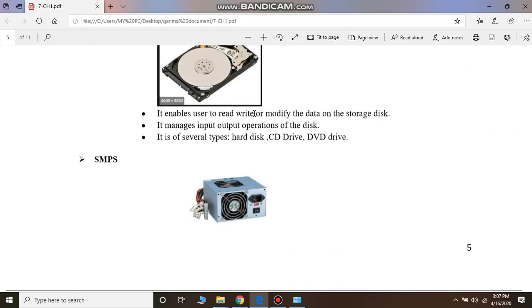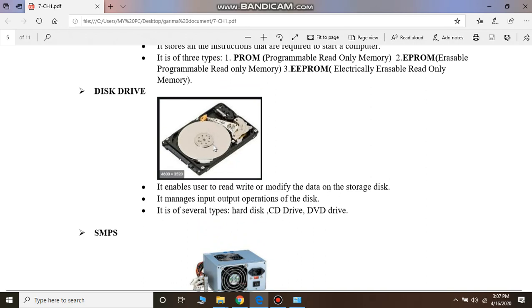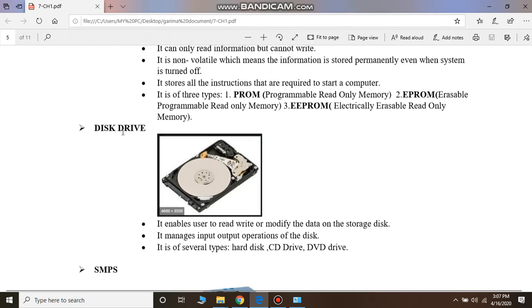All right. Next, we have a disk drive. Disk drive means you have a hard disk. You know what is the function of a hard disk? It is a storage device that is either connected externally or installed inside the system. So hard disk, CD drive, DVD drive, they all come under the category of a disk drive. If you need to play a CD on your system, the system should have a disk drive present on the motherboard.